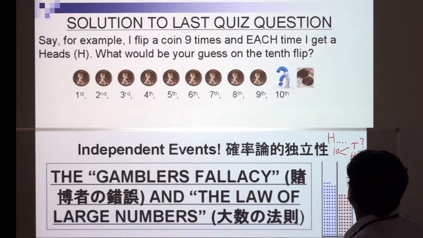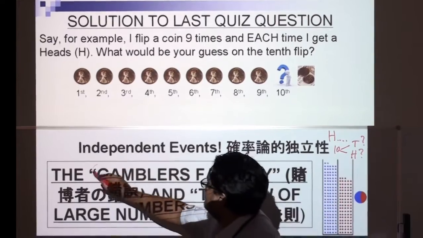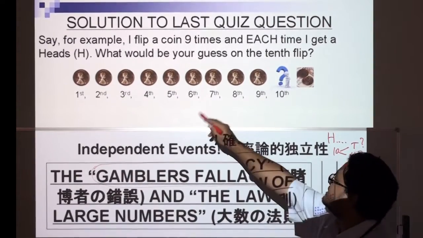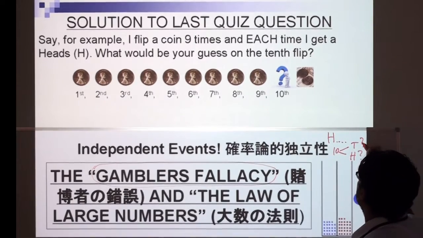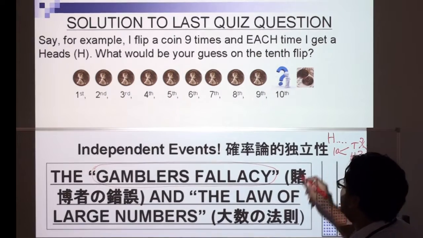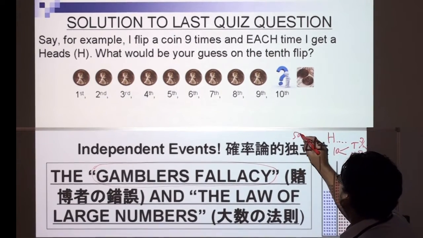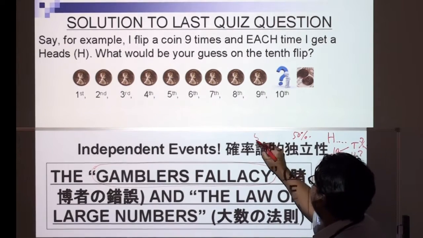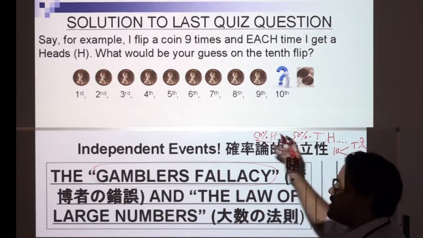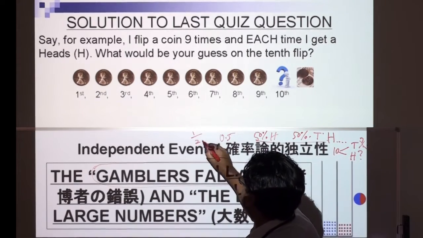Tails or heads? Well, most people who follow the gambler's fallacy would think that since there are so many heads, the next one will be tails. Okay? Which is wrong. It won't be tails. In fact, the correct answer is 50% and 50%, heads or tails. So either one. The probability is 0.5, or a half, each.